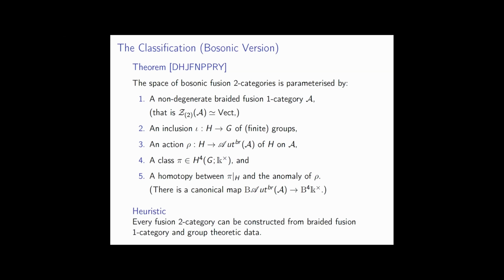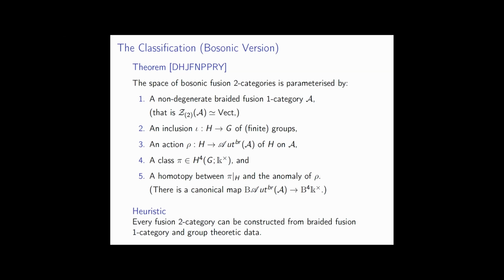And in any case, if you don't want to remember all of that, what I think you should remember is that fusion 2-categories are, in some sense, braided fusion 1-categories and group-theoretical. Anyways, that was kind of a sentence, so let me try that again. What I think you should remember is that every fusion 2-category can be constructed from the data of braided fusion categories and group theory.